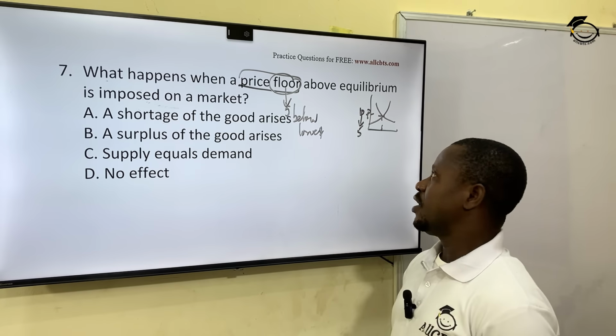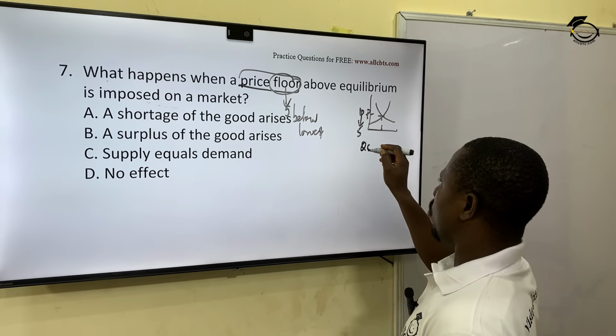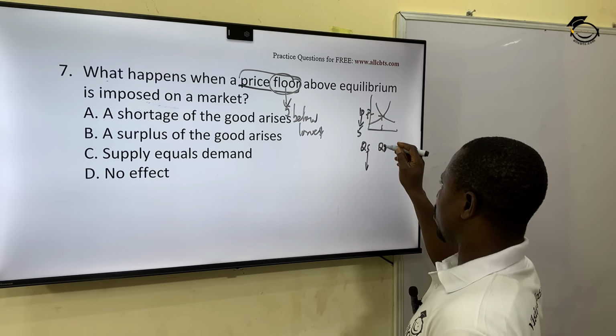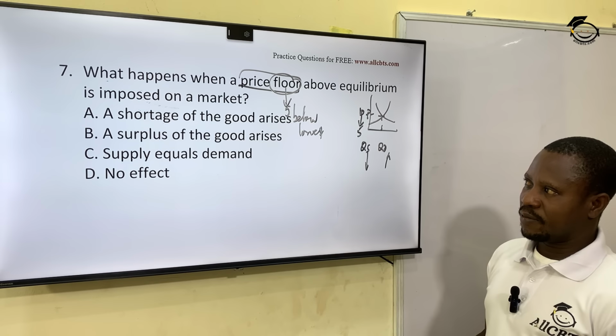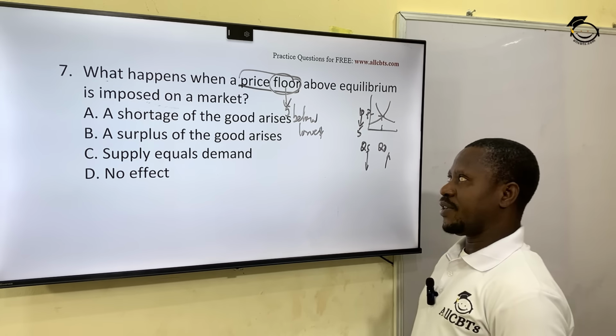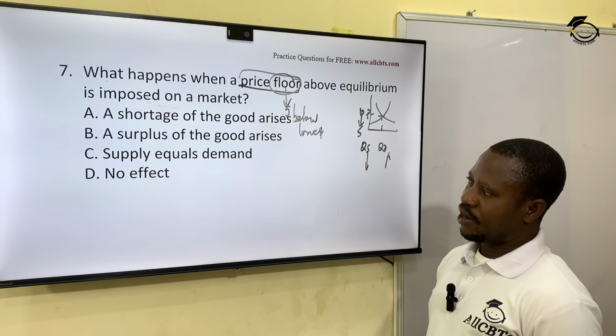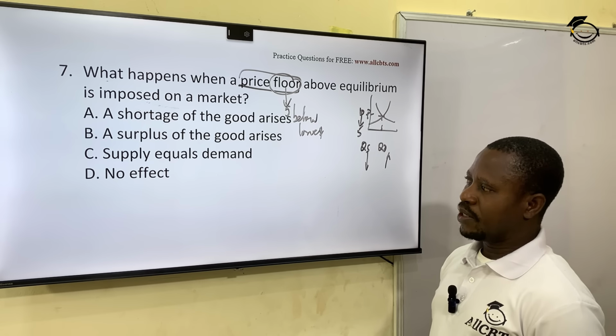Price has fallen. The implication is that supply will what? Will fall, while demand will what? Will rise. Okay? Now we're talking about what will be the effect on the market. The shortage of the goods arises. The surplus of the goods arises. Supply equals demand, no effect.